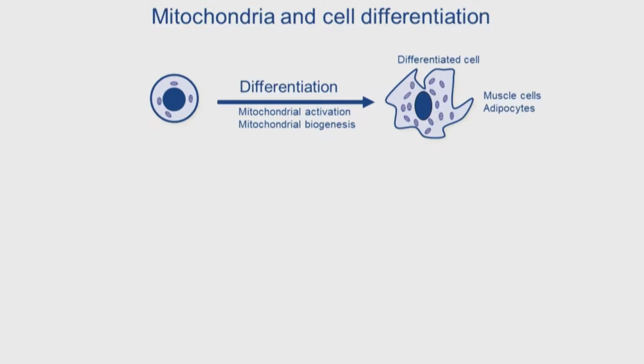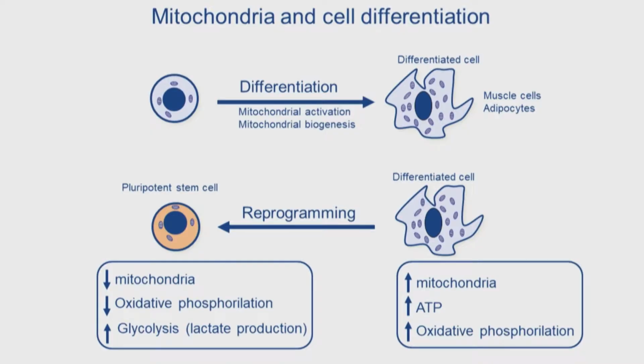So this was kind of strange because we know that during cell differentiation, what normally happens in most cell types is that differentiation is associated with increased mitochondrial biogenesis and increased mitochondrial activity. And in our case it was the contrary. We also know that in a reverse process, during reprogramming to pluripotency in pluripotent stem cells, this reprogramming is also associated with a decrease in mitochondria, a decrease in oxidative phosphorylation, and an increase in glycolysis.